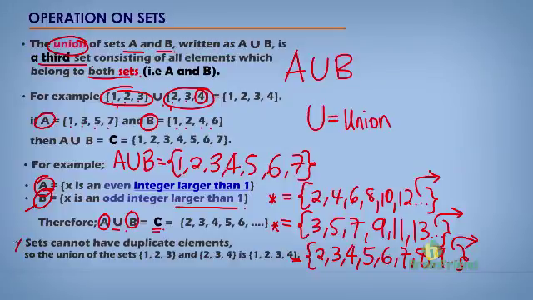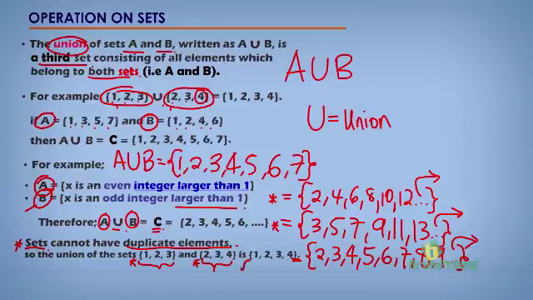One quick fact to take note of is that sets cannot have duplicate elements. Let's take a quick example. If we have a set that has as its elements 1, 2, and 3, while we have another set that has as its elements 2, 3, and 4, the union of both sets here would be the elements present in our first set and also present in our next set.